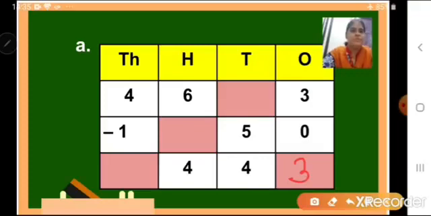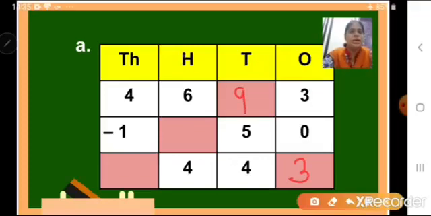Now children, in the tens place you can see the minuend is missing. We have to find the minuend. How will we find the minuend? If we add the difference and the subtrahend, we will get the minuend. So we will add 4 plus 5, which is 9. So I will write here number 9.